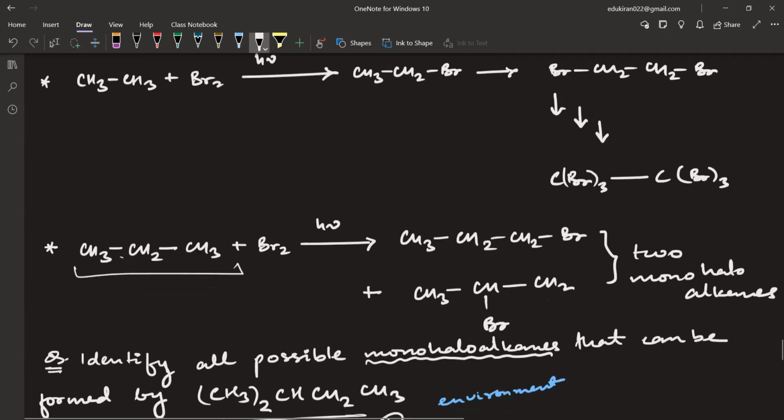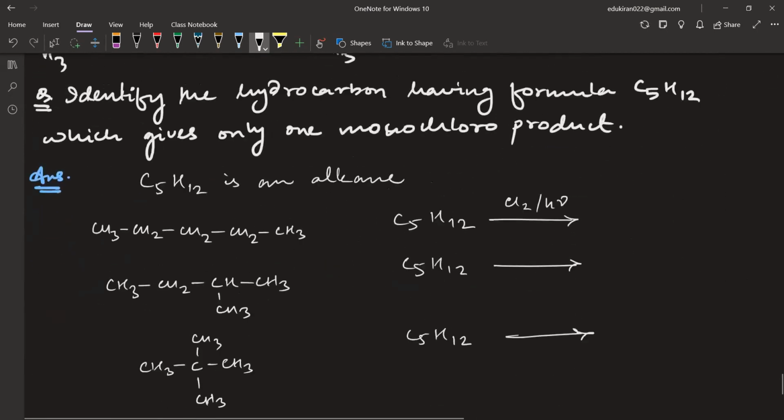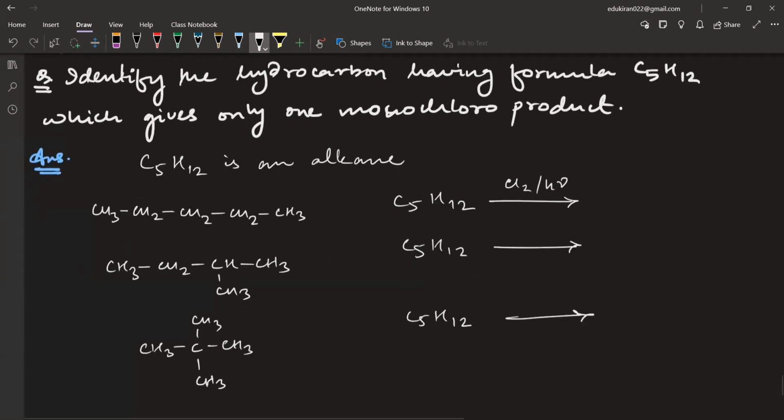Then when I look at propane, how many monohaloalkanes were possible? Two, right? Similarly, they are saying that we have a hydrocarbon whose formula is C5H12. You have to identify an isomer of C5H12 which gives only one monochloro product. That means it gives only one monohaloalkane. Clear, yes or no, please tell me? Okay, so now you will have to identify how many monohaloalkanes are possible from the first structure, the second structure, and the third structure.